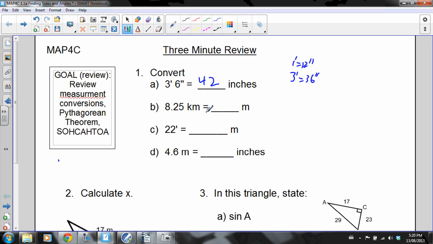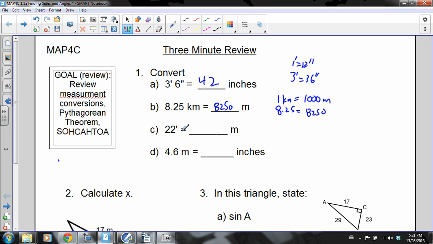Metric conversions, 8.25 kilometers. The rules for metric, hopefully you remember most of the important ones. 1 kilometer, kilometers are big, is 1,000 meters, and so then 8.25 kilometers, we just multiply by that. Actually, in metric, this is one of the nice things, we just move the decimal, don't we? So that's 8250, and hopefully you can do those 2 without the calculator.